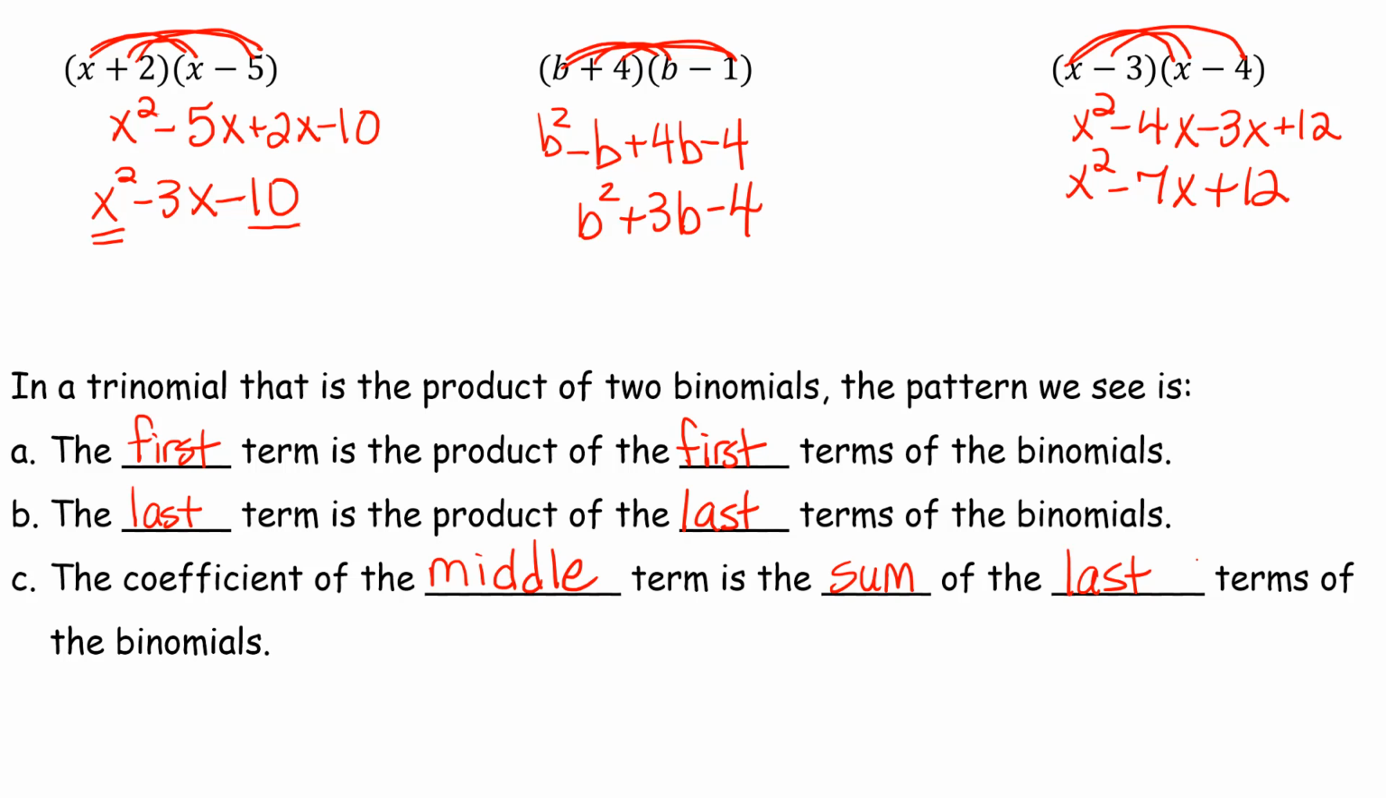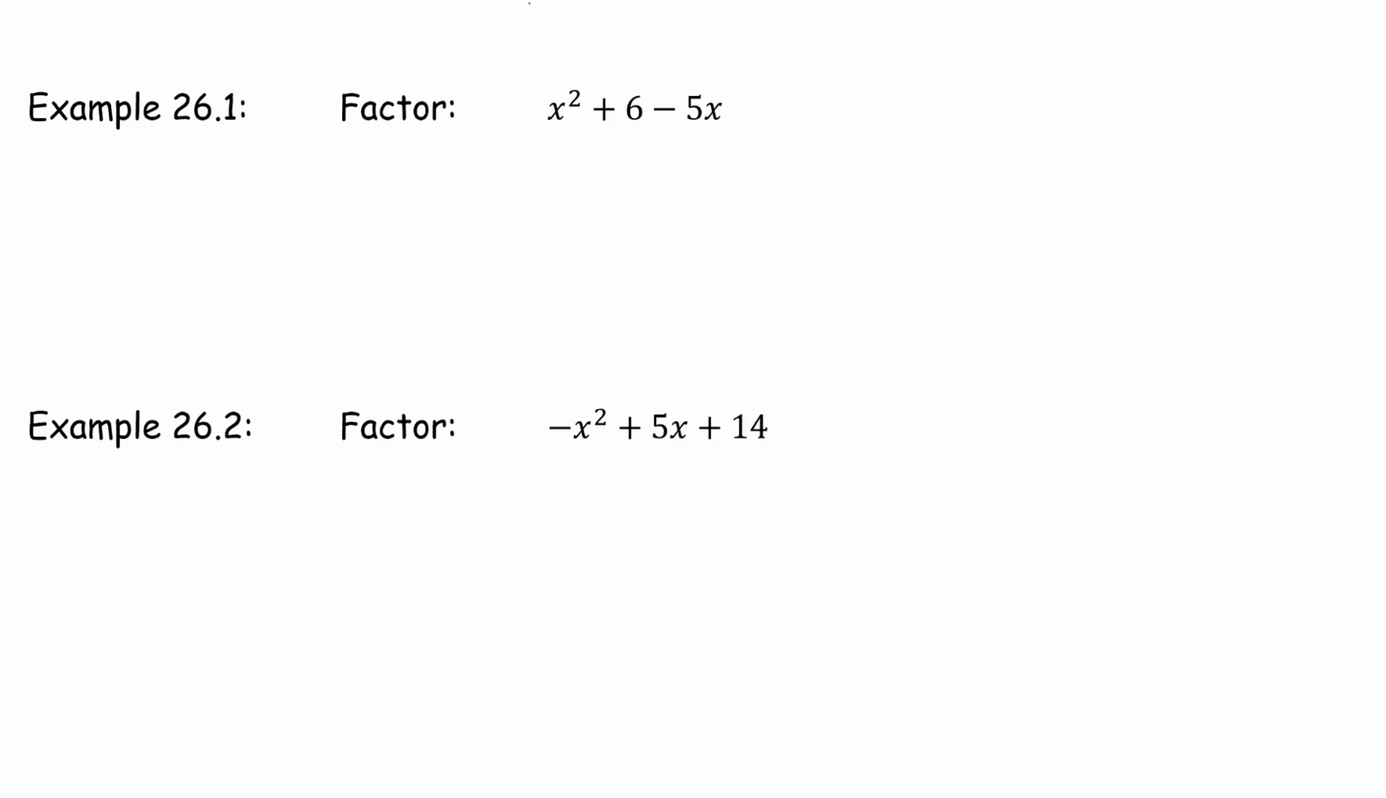We're going to have a trinomial now, so we're going to start with something like this, and we want to end up with something like this. We're going to unmultiply or factor. All right, so we've got x squared plus 6 minus 5x. First thing we need to do is get it in order because right now it's mixed up. We want the terms of x to go from the highest power to the lowest power to the constant.